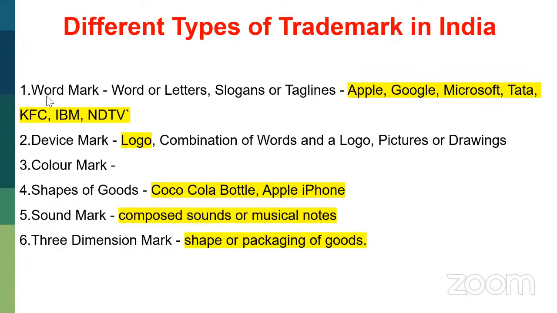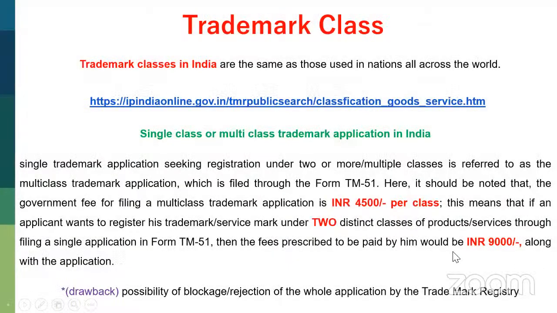So when you file your trademark online, these six categories will appear. You want to file in any one of the categories, right? I'll show you how to file this on the trademark site. Okay. But before that, we need to understand trademark classes. So what is a class?